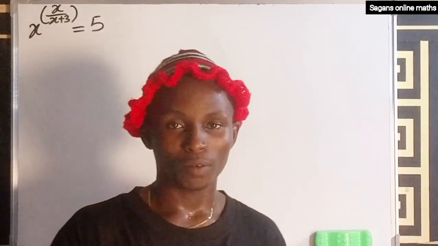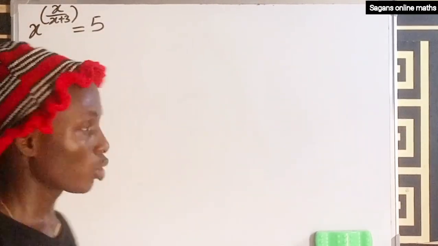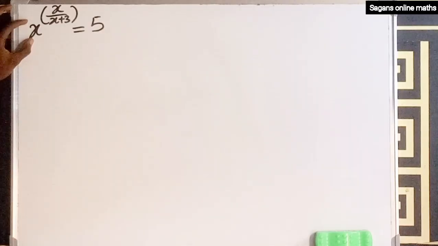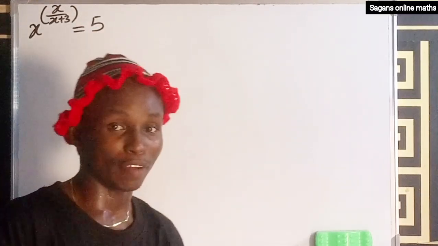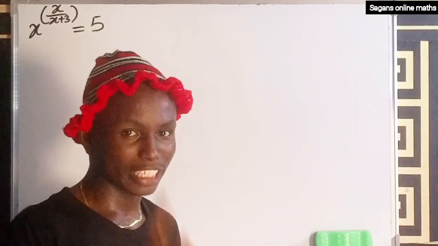Are you smart enough? Are you smart enough to solve this kind of question? Now look at what you are given. You're given that x to the power of x divided by x plus 3 equals 5, and we are asked to find the value of x. Are you smart enough? Let's see your smartness.